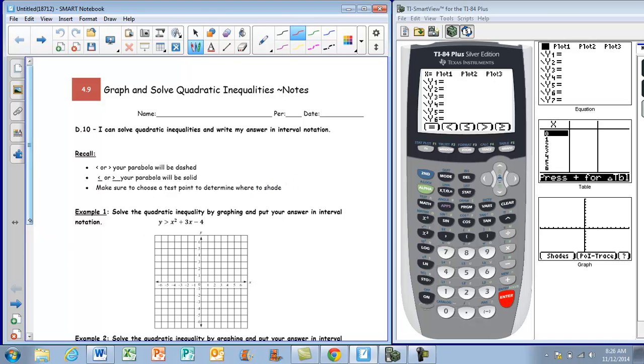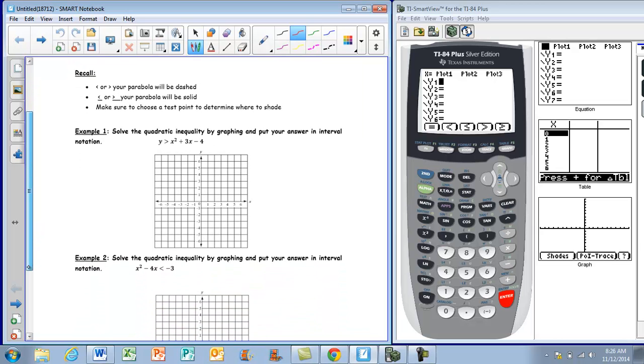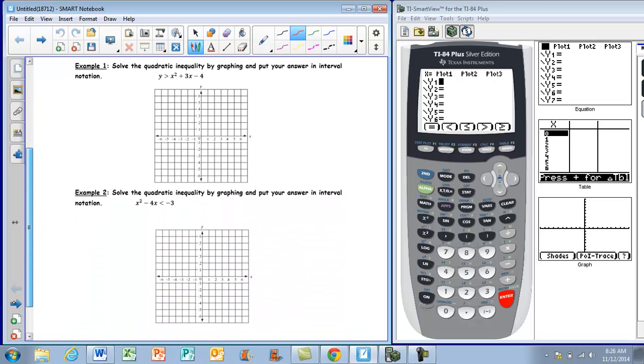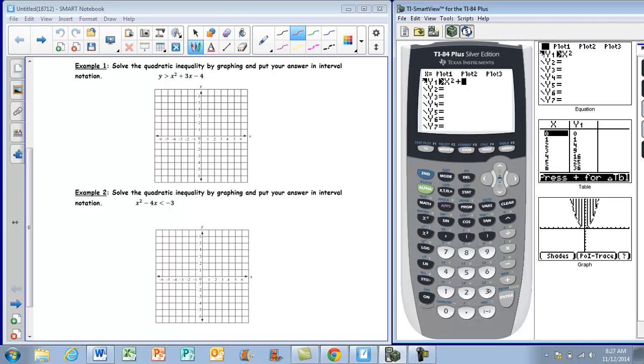The nice part about these ones, though, is I'm going to show you guys how to do these on your calculator completely. So if we take a look at our first one, I have y is greater than x squared plus 3x minus 4. So if I move over to my calculator, I'm going to go ahead and plug that right in. So I have x squared plus 3x minus 4.